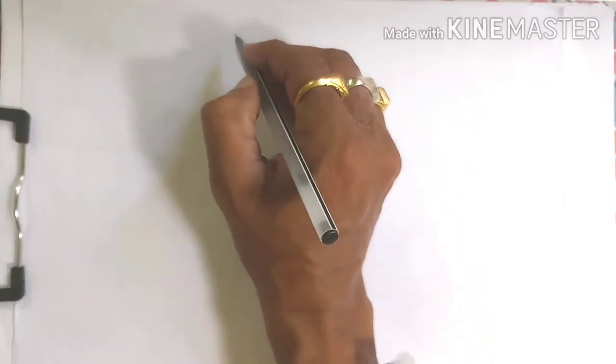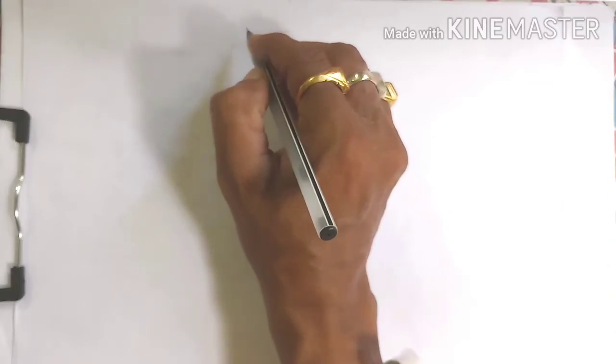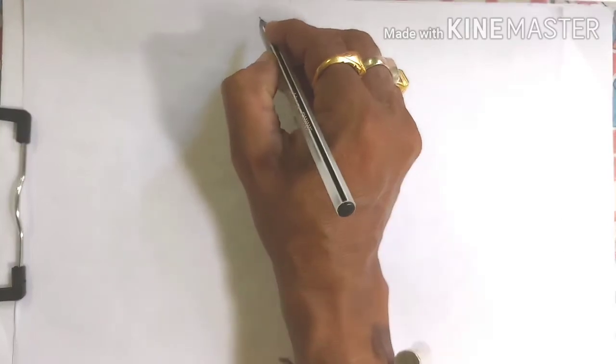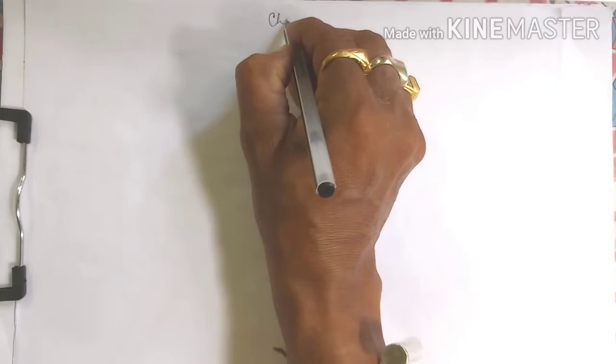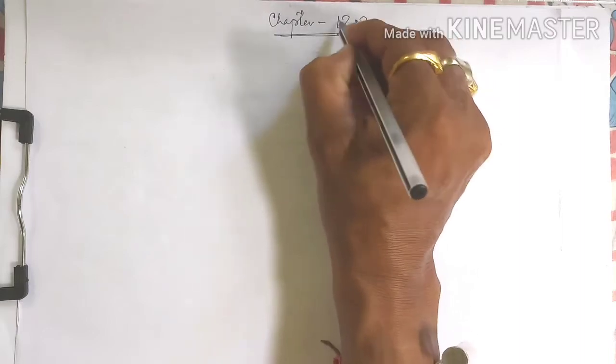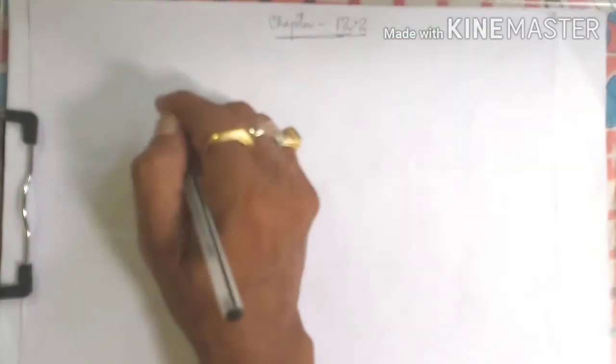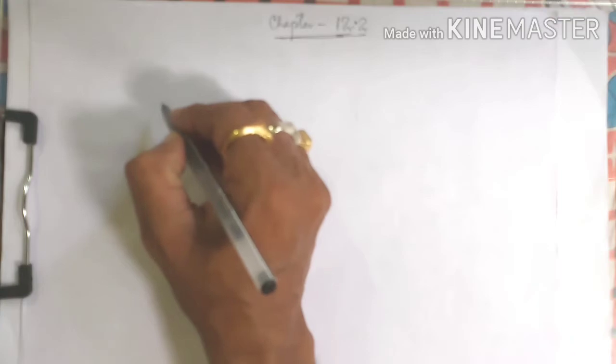Today we are going to start the second part of the area related to circles. Here are some interesting textbook questions from exercise 12.2. In the last class, we already completed some basic concepts of the area related to circles. So now let's see some questions from your textbook.